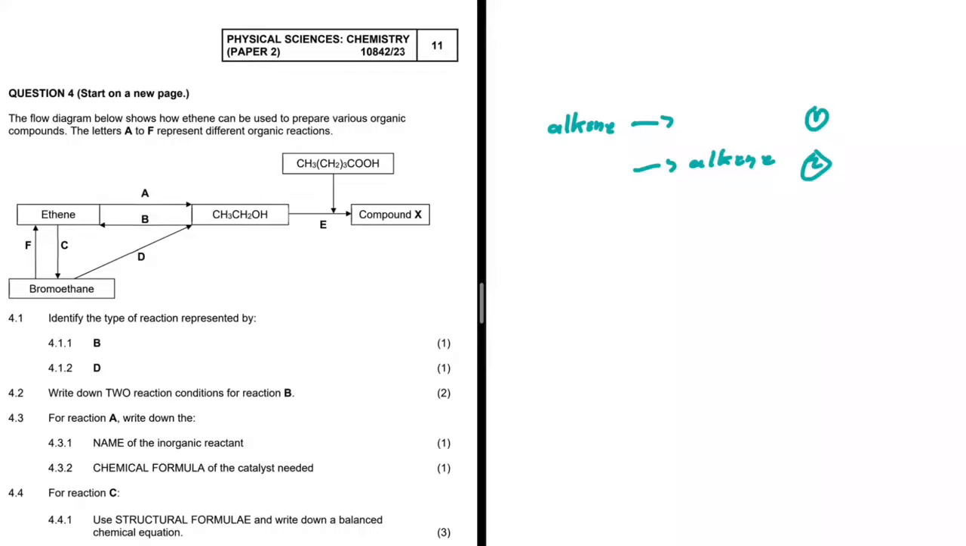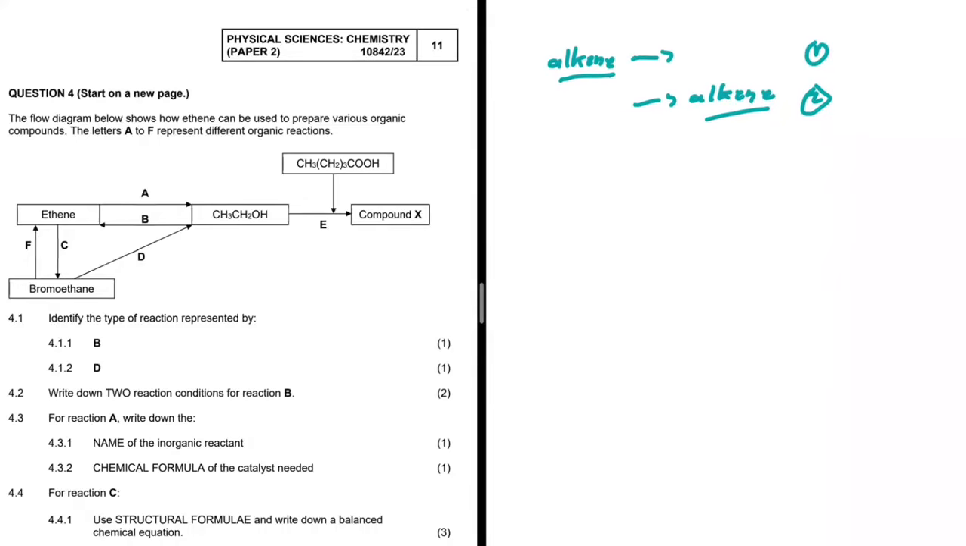If it starts with an alkene, it is an addition reaction. If it ends with an alkene, it is an elimination reaction. And if either of those are not true, it is a substitution reaction. So let's see how we can use this to answer this question.